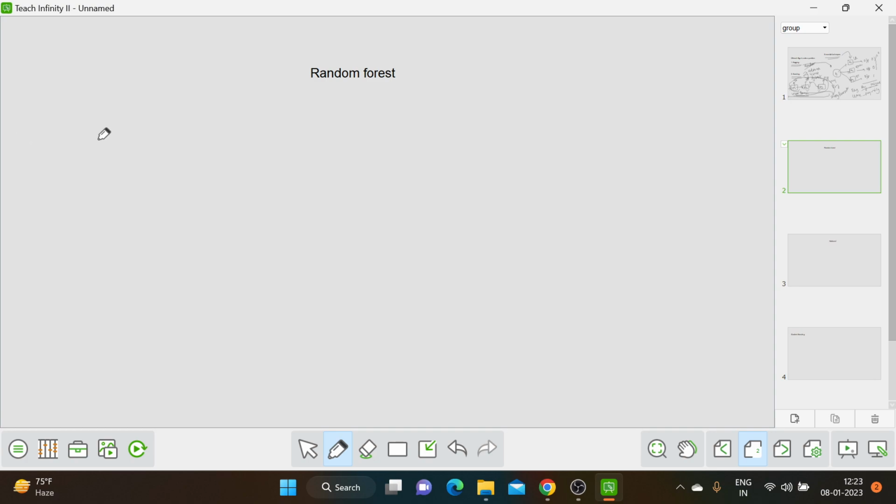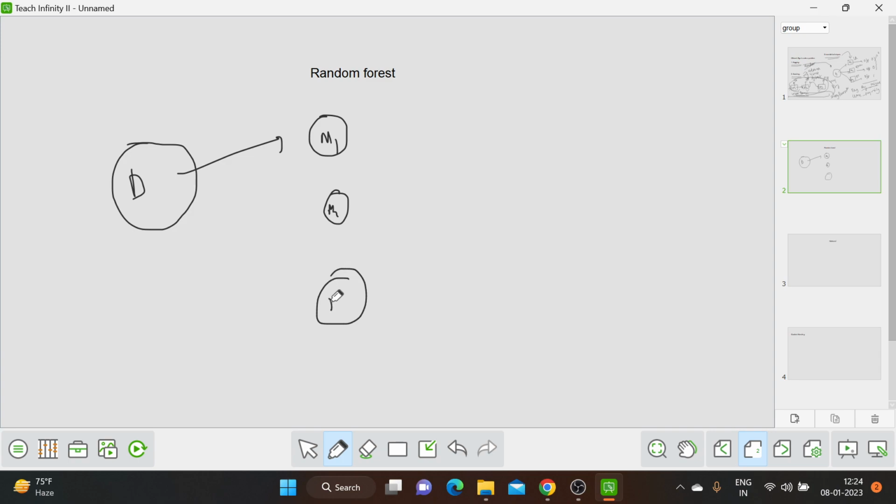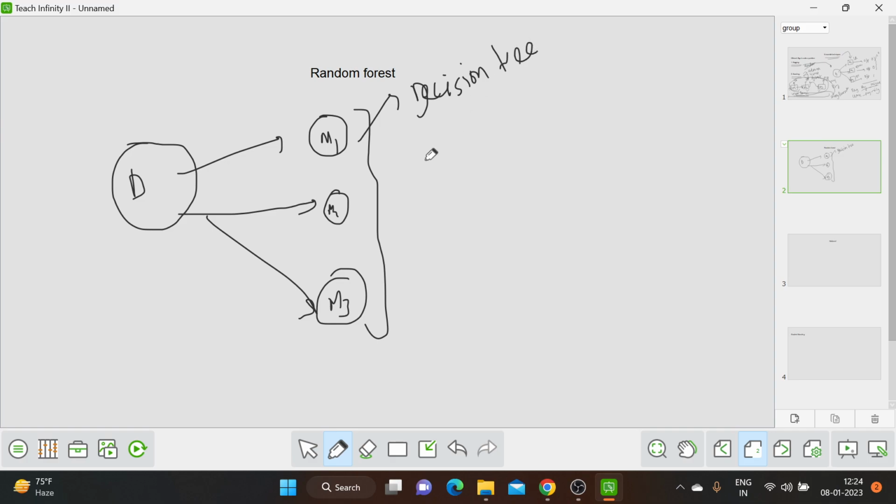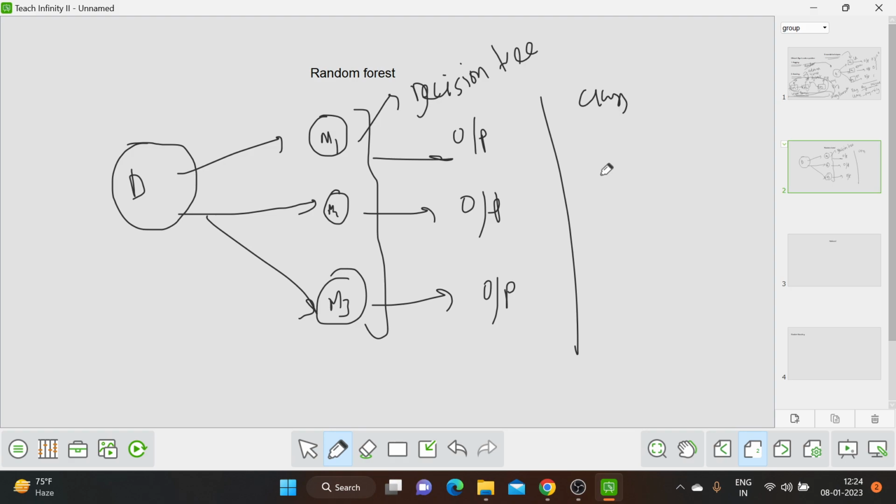First, we will see random forest. What is a random forest? Random forest is very simple. Suppose this is my data set. It's a bagging technique. I pass the data set to my models, model 1, model 2, model 3, and all the models are decision tree models. So it is called random forest: all trees making a forest, each producing an output. For classification, we take the majority, and for regression, we take the average output.